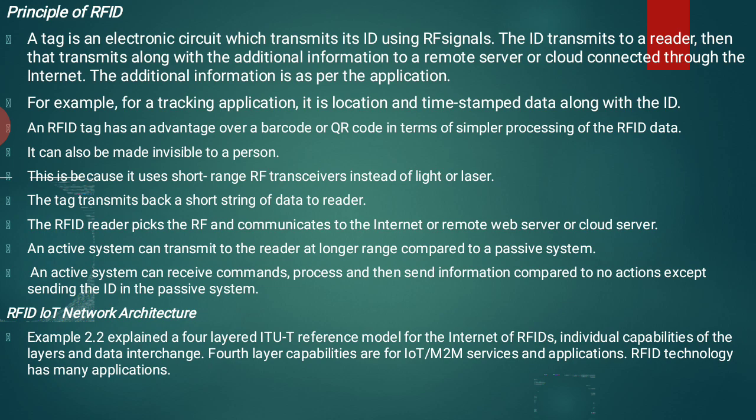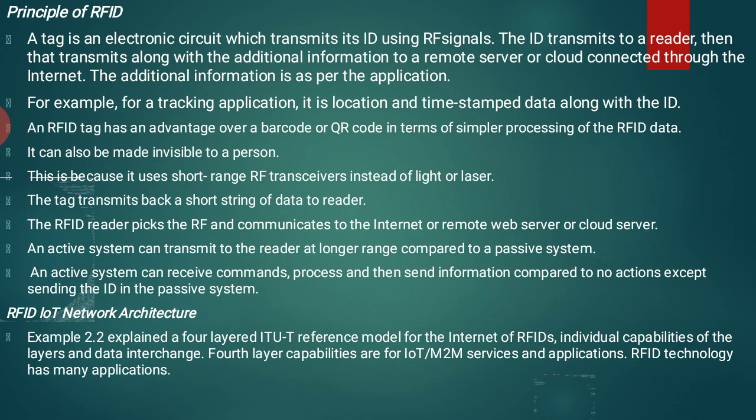An active system can transmit to the reader at longer range compared to a passive system. Suppose I am using an active system, we can transmit to the reader at a longer range, longer distance, if we are comparing with our passive systems.